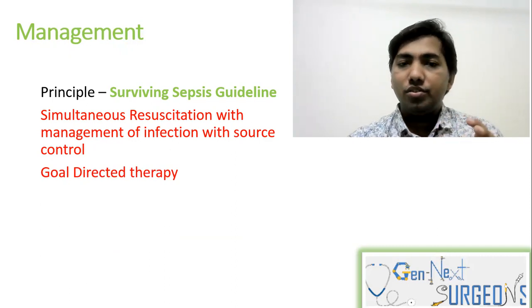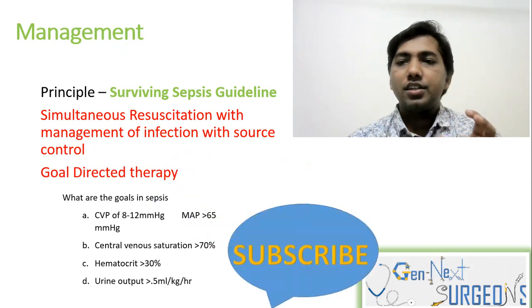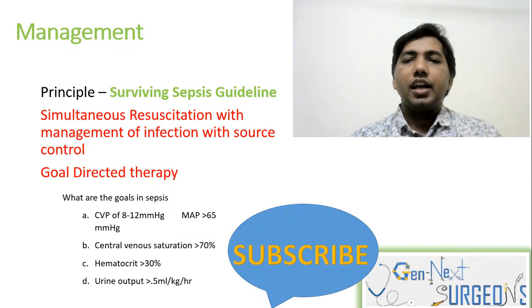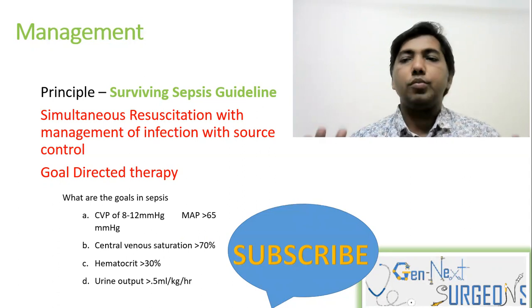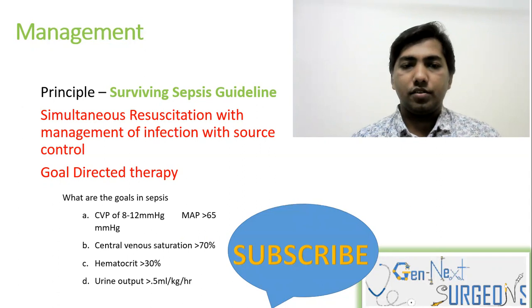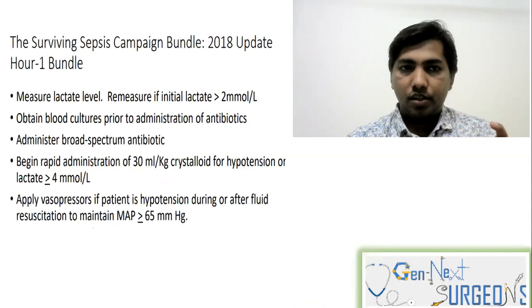And what are the goals? In sepsis, central venous pressure is aimed at 8 to 12 millimeters of mercury. Mean arterial pressure should be more than 65 millimeters of mercury. Central venous saturation, we have discussed previously, should be more than 70%. Hematocrit level should be more than 30%, and urine output should be more than 0.5 ml per kg per hour. So those are the goals, and this is the principle.